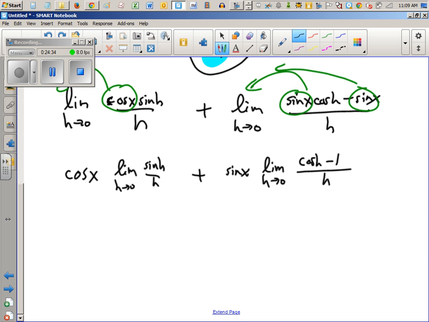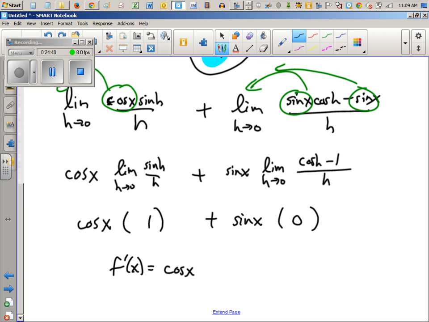And these are the 2 that we memorize. This is 1, and this is 0. These are the 2 blue ones I had up above I asked you to memorize. So the answer is cosine x. The derivative of sine is cosine. That's profound. The derivative of sine is cosine.